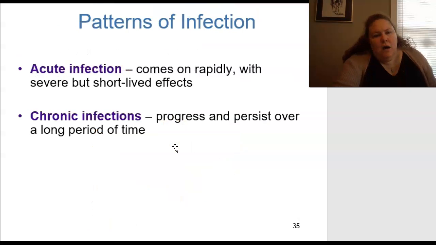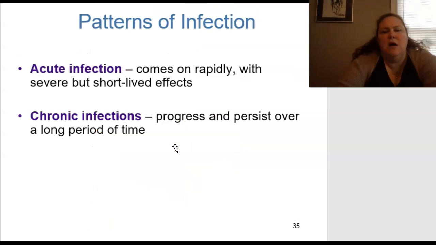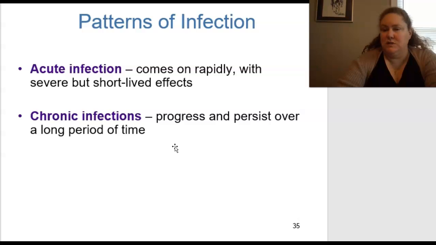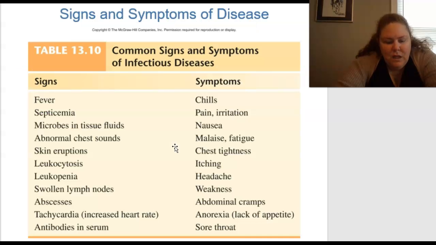Okay. What about patterns of infection? Well, we have acute versus chronic. So same definitions apply. Acute comes on rapidly with severe but short-lived effects, whereas chronic infections are going to progress and persist over a long period of time. So this is going to be, in my book, figure 13.9.